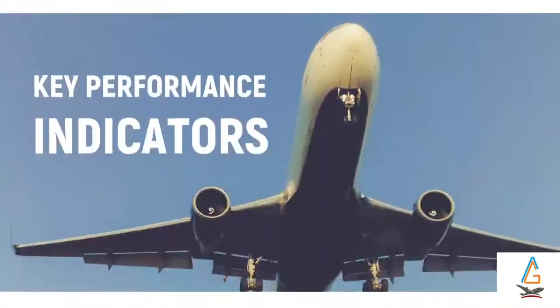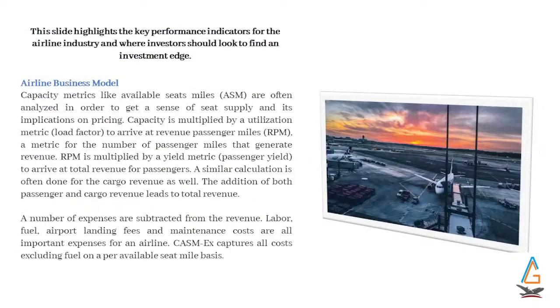And then we have key performance indicators. Key performance indicators are a set of quantifiable measures, okay, which are used to gauge the performance over time. These metrics are used to determine a company's progress in achieving its strategic and operational goals, and also to compare a company's finances and performance against other businesses within its industry.